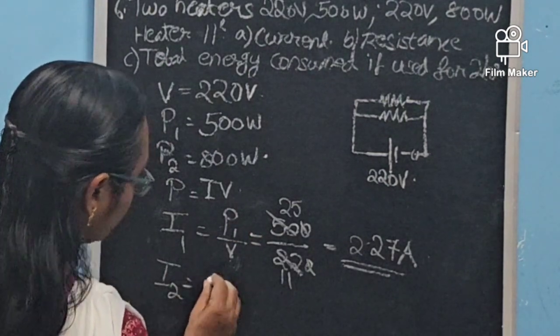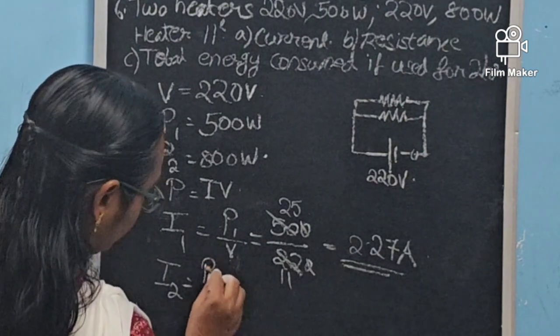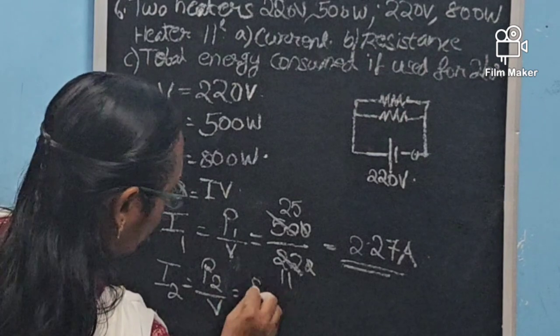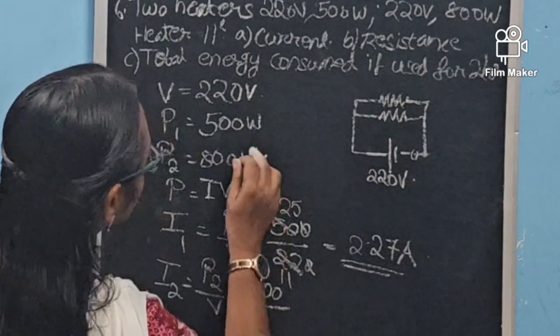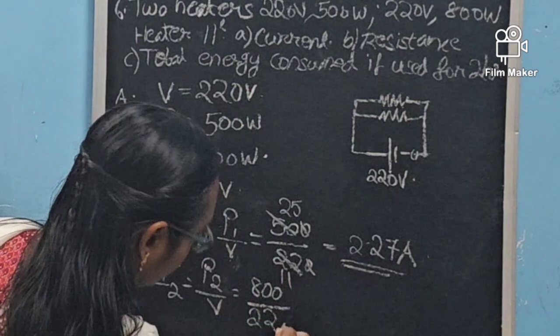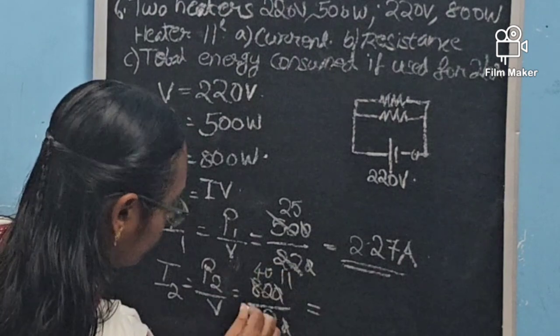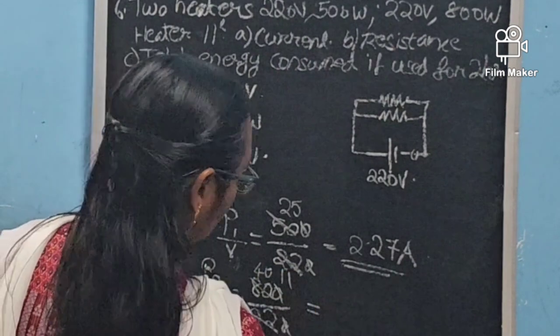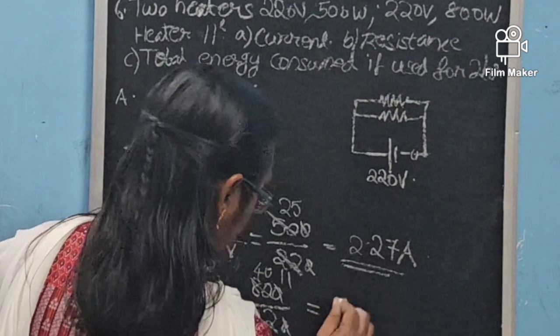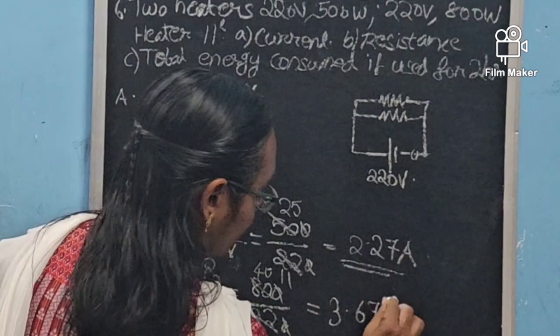I2 is equal to P2 by V is equal to 800 divided by 220. Again got cancelled. 40 by 11. So 40 by 11 will be what? 3.67 ampere.